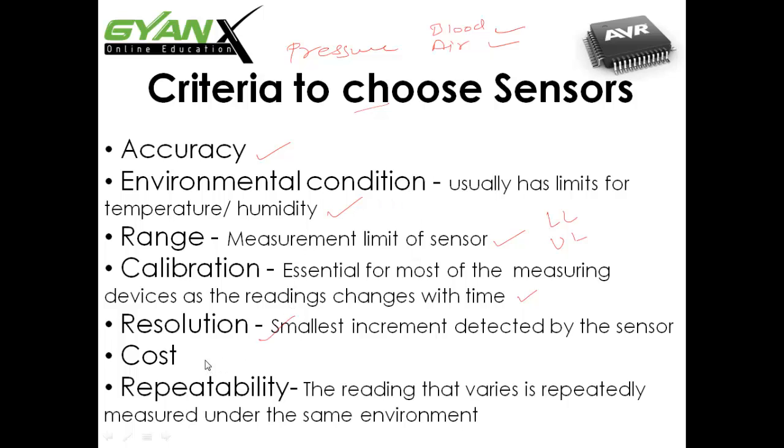Fifth is cost. Cost is a major factor because it depends upon which kind of sensor and how sophisticated a sensor you want to use. Repeatability means the reading is repeatedly measured under the same environment, so the sensor works continuously, repeatedly, day by day and year after year. That is the best sensor which you can use. So these are the criteria to choose a sensor.